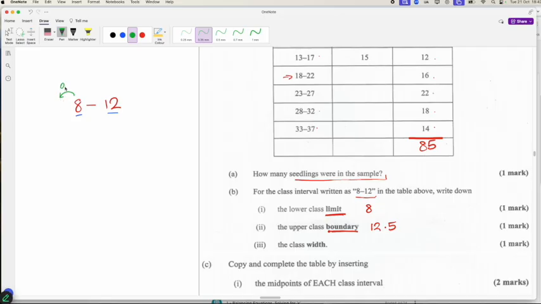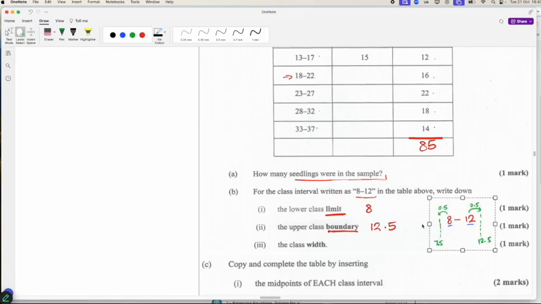The lower boundary is 0.5 below the lower limit. So this is your lower boundary here, which will be 7.5. And the upper boundary is 0.5 above the upper limit. So the upper boundary will be 12.5. Oh, okay, so I understand. Right? So remember the difference between boundaries and limits. That's okay, Chevelle. That is why we do these questions. You make these mistakes now, make the mistakes now. Don't save them for exams. Make them now, right? The class width. What's the class width, guys?